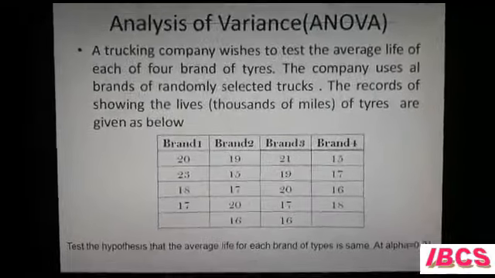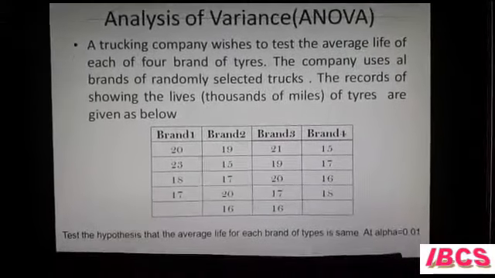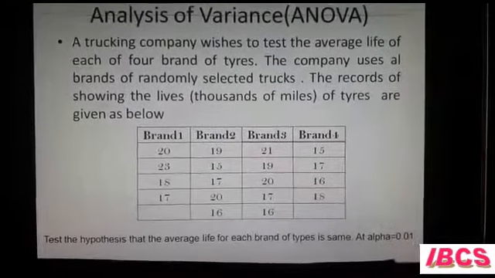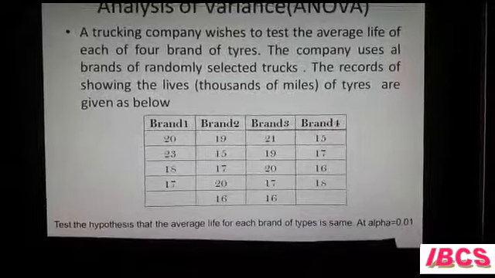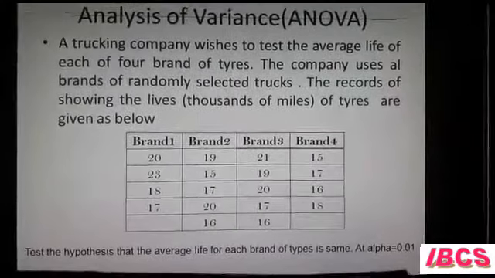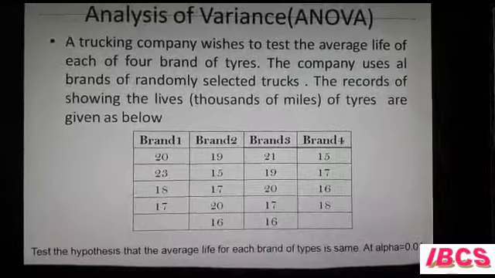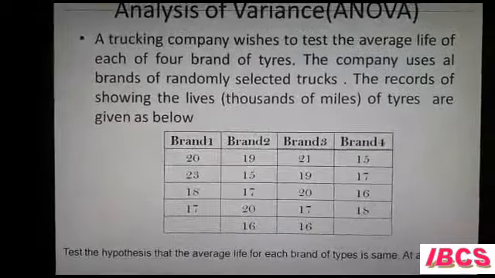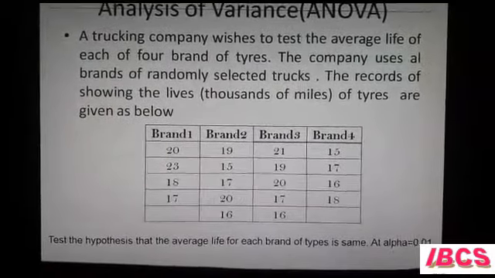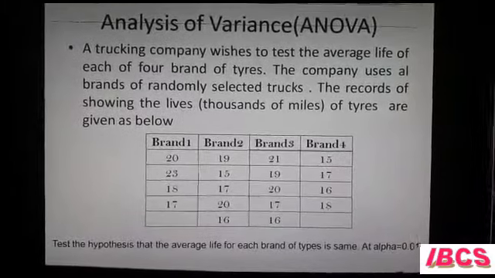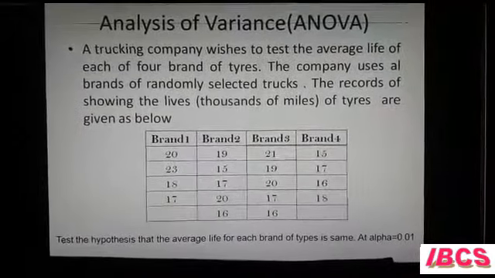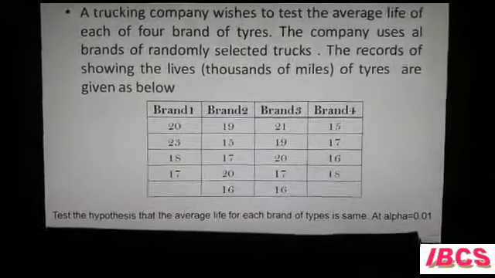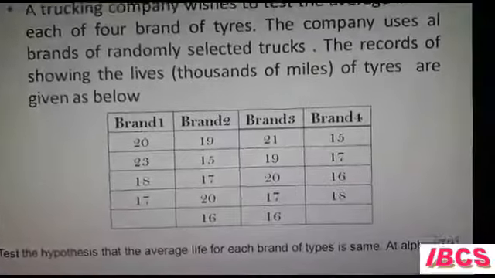So this is a small problem which we have to work out on ANOVA. A company wishes to test the average life of each of 4 brands of tire. The company uses all brands on randomly selected trucks, and the records showing the lives of the tires are given as below. We are to test the hypothesis that the average life for each brand of tire is the same at alpha 0.01. So we want to apply ANOVA to the problem, and these are the data which are given, and there are 4 brands.